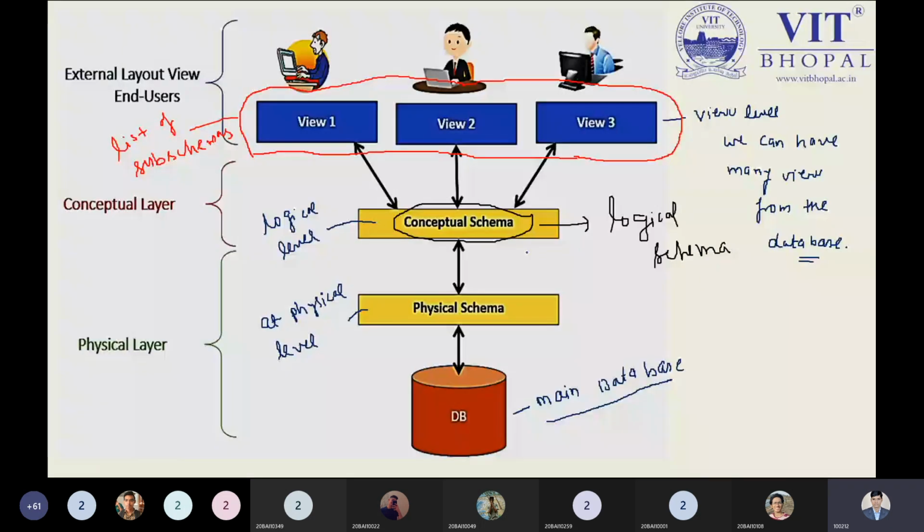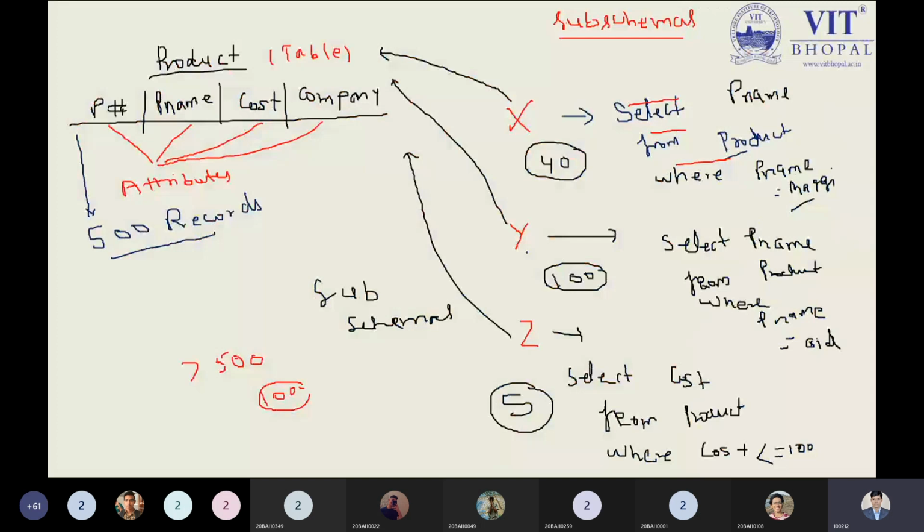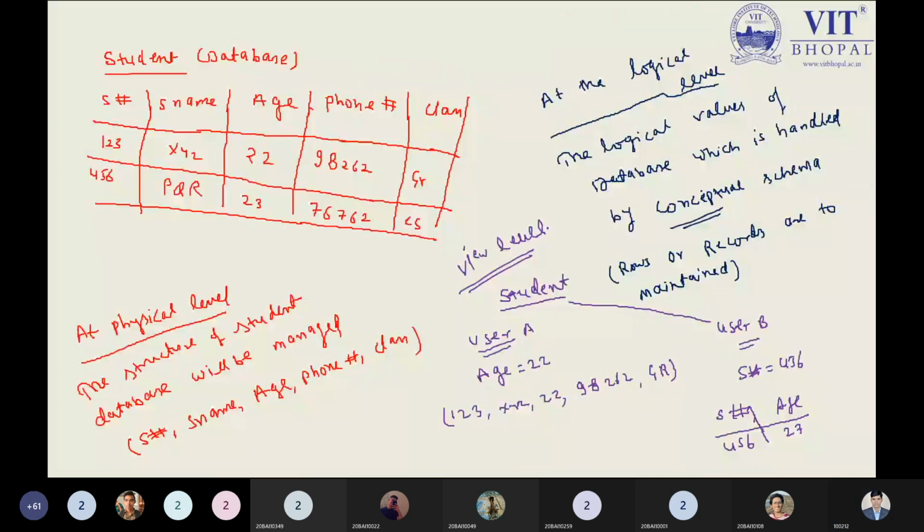Sir, what do you mean by the sub schema in our example? Yes, of course. See, with the help of user A, I am getting some details from the schema. So this is known as the sub schema of the other table. Sub schema means we are getting all the details based on a condition. In user B, I am getting two parts only, student number and age. So this could also be known as a sub schema.